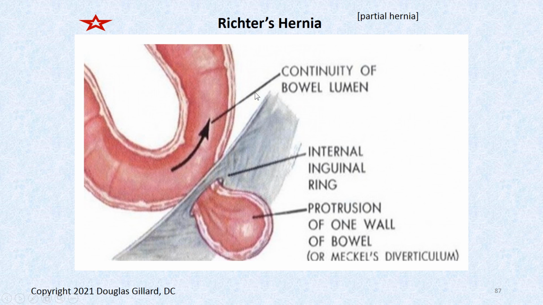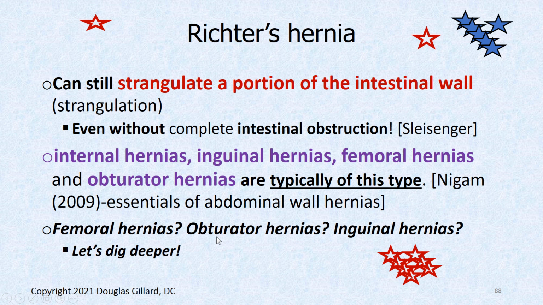Will it cause a complete blockage? Is it a complete small bowel obstruction? It's not complete, it's an incomplete small bowel obstruction, because you still can get some fecal material through. The danger is with strangulation here. All right, internal hernias, inguinal hernias, femoral hernias, obturator hernias, they all have a tendency to partially herniate or become a Richter's hernia.